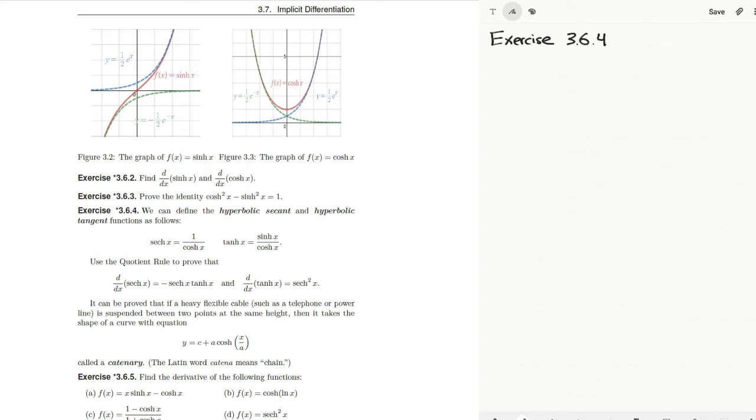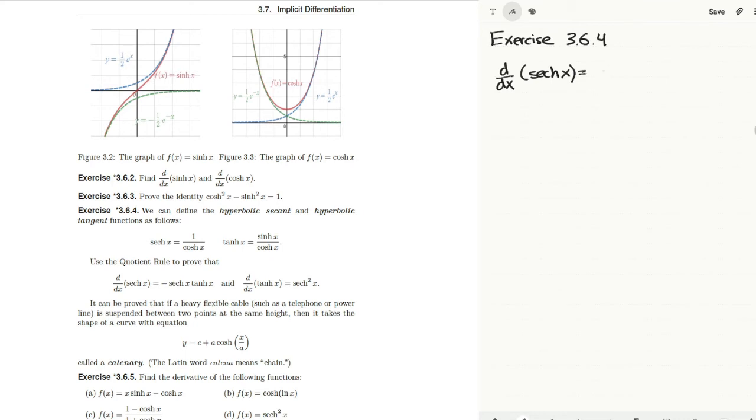So now we can define the hyperbolic secant as 1 over cosh, and the hyperbolic tangent as sinh over cosh. Now let's use what we know about the derivatives of sinh and cosh to find the derivatives of these functions by using the quotient rule. So we want to show that the derivative of the hyperbolic secant is negative hyperbolic secant times hyperbolic tangent.